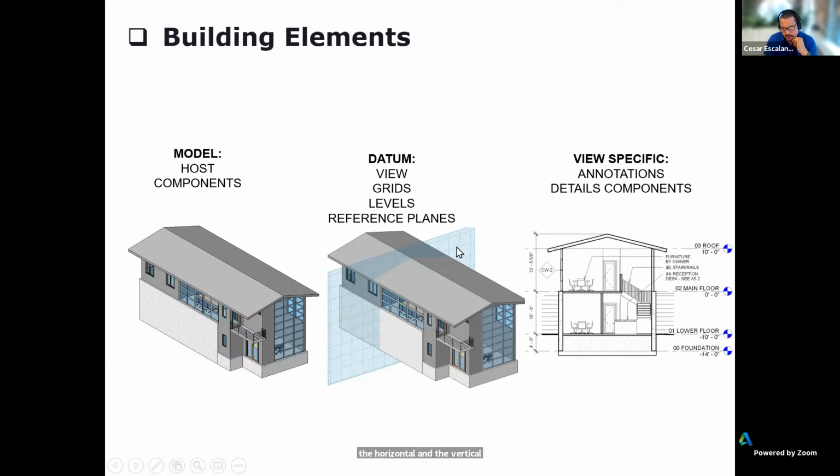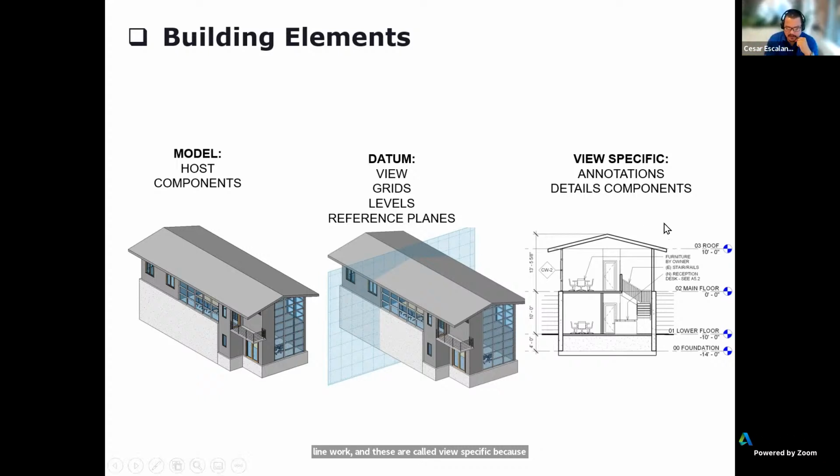And then the third part is view-specific elements. These are two-dimensional objects that live on top of a view. If you have an AutoCAD background, then it will be things that you place on paper space, like text nodes, dimension, keynotes, arrowheads, line work, additional line work. And these are called view specific because they only live in a view.